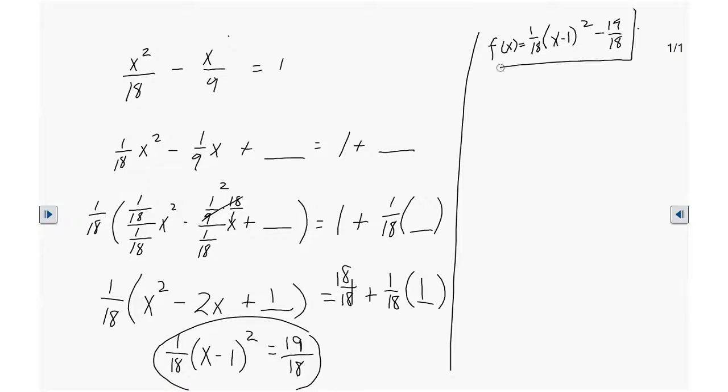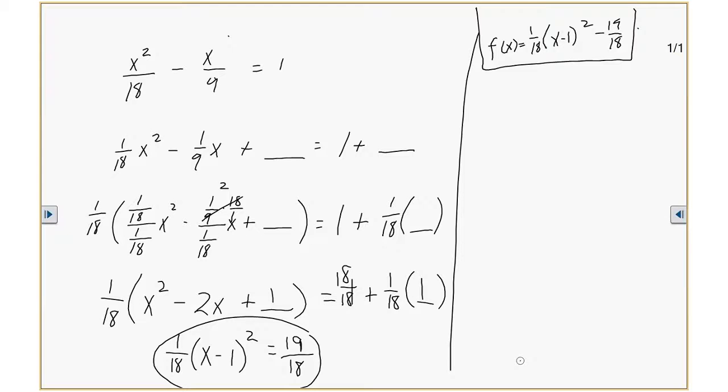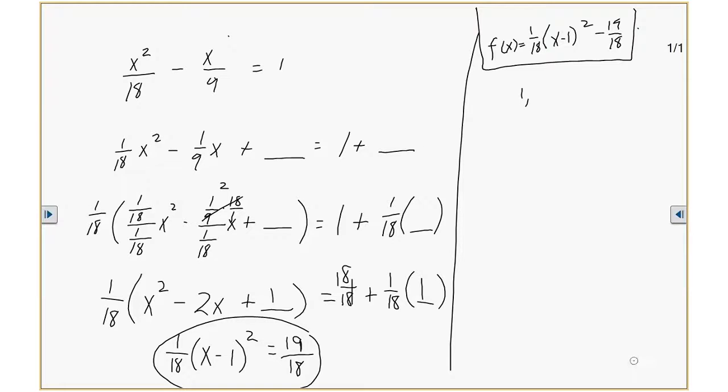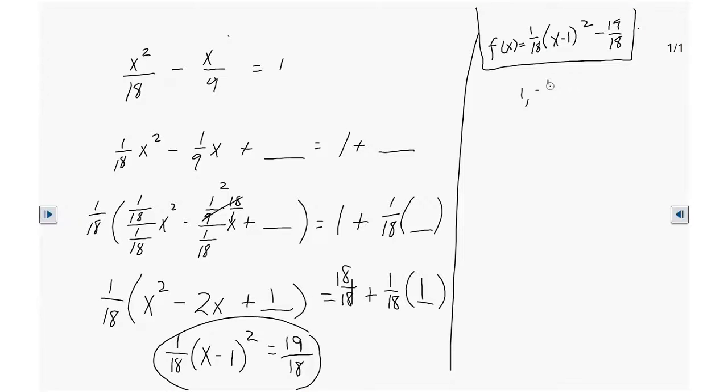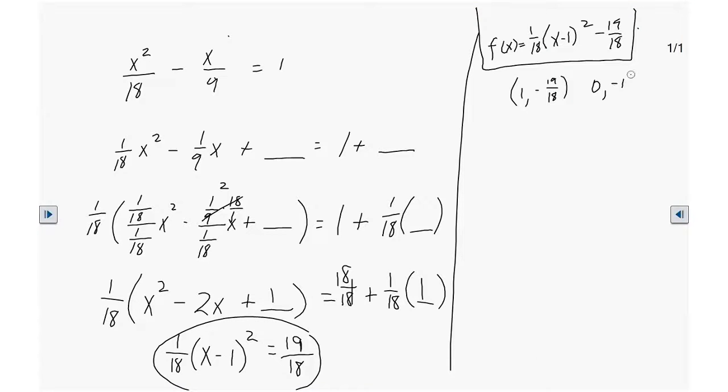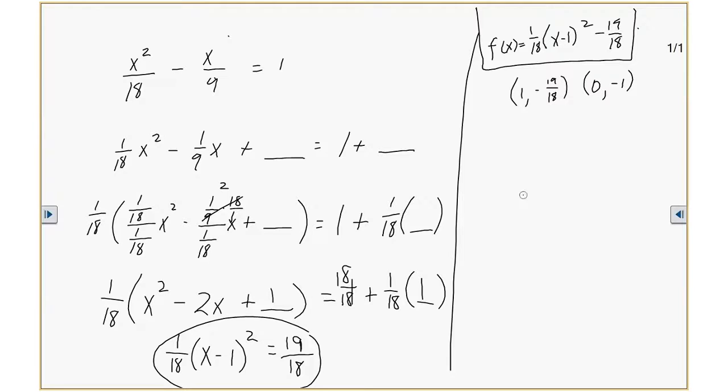That's your f of x, your intercept form. My vertex is positive 1, and 19 over 18 is a little bit over 1. I'm just going to put 19 over 18. Y-intercept is negative 1. And I'm going to solve it.